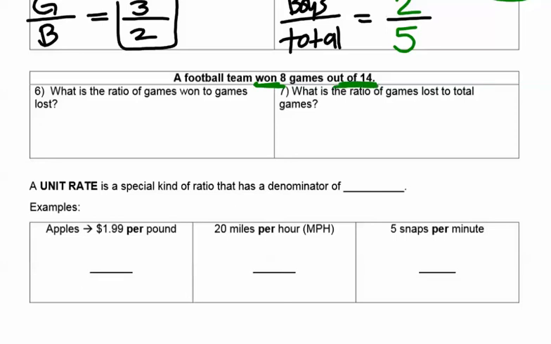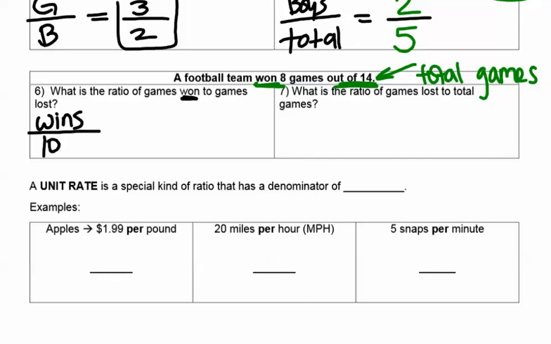Yeah, the 14 represents our total games. Okay? So this first question, number 6, wants the ratio of games won to games lost. Well, we know that they won 8. They told us that, and then they told us the total number of games. They didn't tell us how many they lost, but we can figure it out.